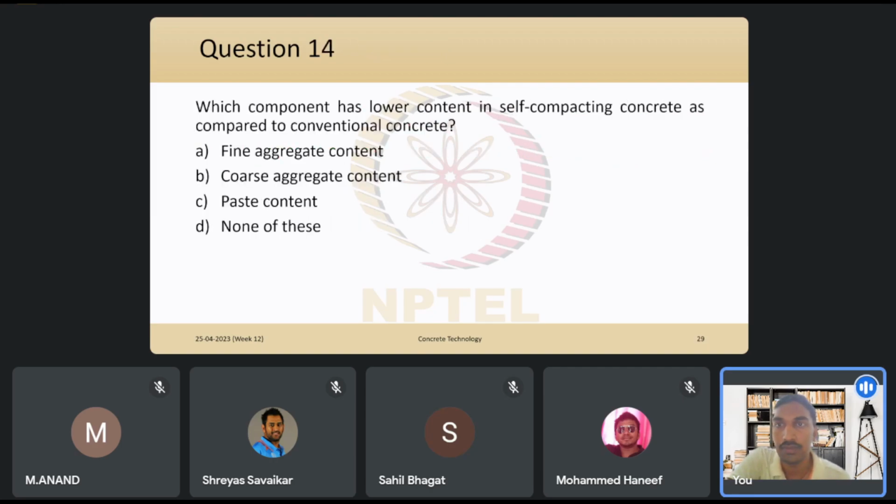Okay, so question number 14. Which component has lower content in self-compacting concrete as compared to conventional concrete? The options are fine aggregate content, coarse aggregate content, paste content, and none of these.